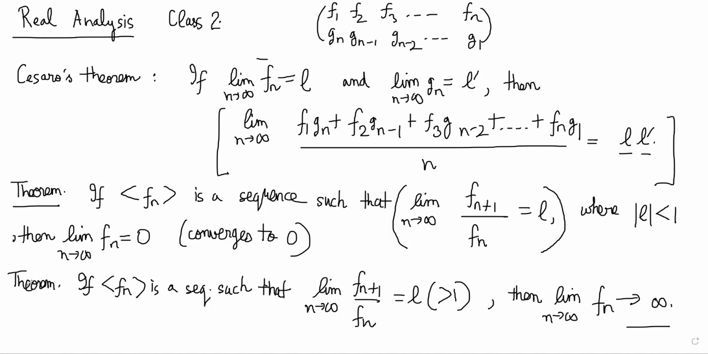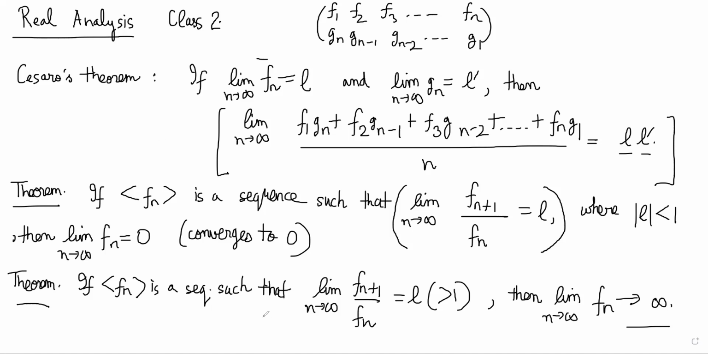So these two theorems are super important. It's like a ratio test. Take the n plus 1th term, divide by Fn, take the limit. If it is coming to be a value which is less than 1, the limit of the sequence is 0. Otherwise, if it is greater than 1, it is diverging. The value L has to be between -1 and 1 for the first one.